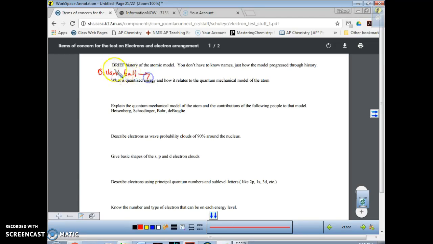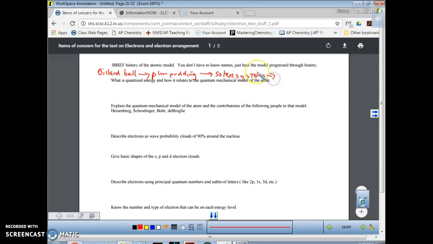Then we progressed to Mr. Thompson's model. What was that? Plum pudding. And then we went to the Rutherford model, which is sometimes called the what? Solar system model, right?